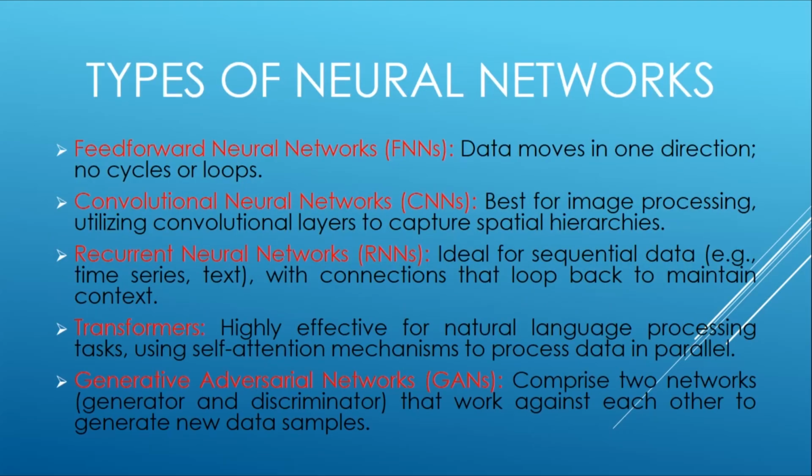Types of neural networks. Feedforward neural networks: data moves in one direction, no cycles or loops. Convolutional neural networks, best for image processing, utilizing convolutional layers to capture spatial hierarchies. Recurrent neural networks, ideal for sequential data, with connections that loop back to maintain context.